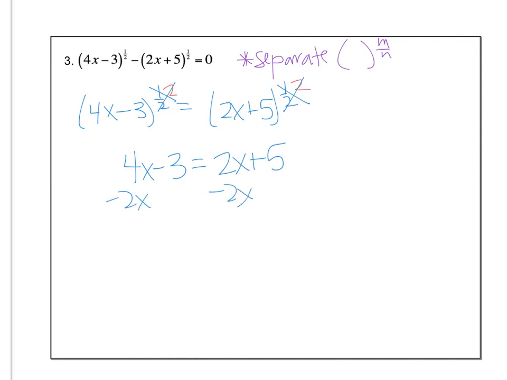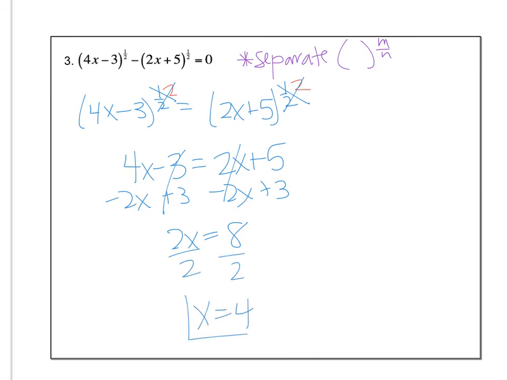And then you just solve. Subtract 2x, add the 3. 2x is equal to 8. Divide by 2. X equals 4.